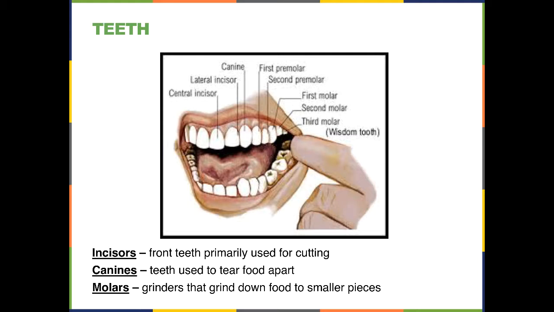And here we have the three major types of teeth that are found in the mouth. The incisors are the front teeth, and they are primarily for cutting through food. The canines are the next in line here, and they are for tearing, particularly meat. And then molars, both premolars and regular molars back here, are for grinding the food into smaller pieces. And so you have incisors, canines, and molars.